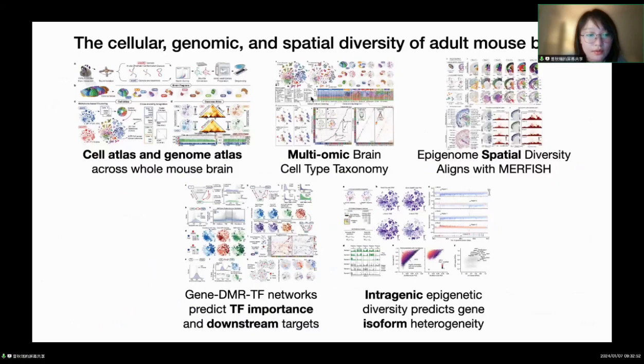And so I'll just do a quick summary of our paper. Basically, we start with building a cell atlas and genome atlas across the whole mouse brain. And by integration with different modalities, we have created a multi-omic brain cell type taxonomy. And by utilizing the MERFISH spatial transcriptome, we show that the epigenome spatial diversity aligns with the MERFISH datasets. And mainly using the correlation with each other and some machine learning models, we built this gene-DMR-TF network and predict the transcription factor importance and their downstream targets. And in the last figure, we discussed how the intragenic epigenetic diversity can predict gene isoform heterogeneity.